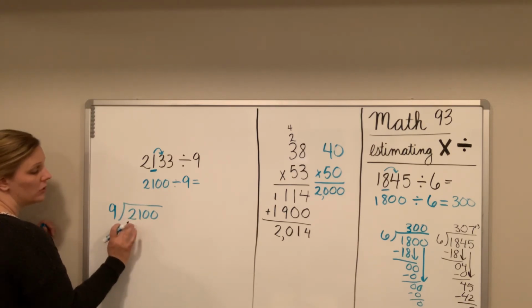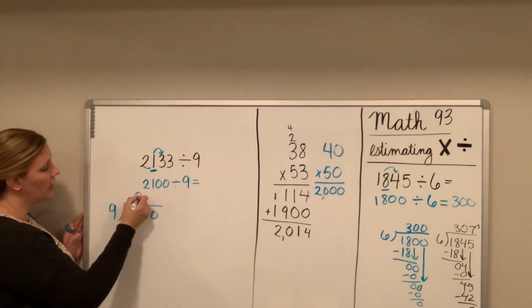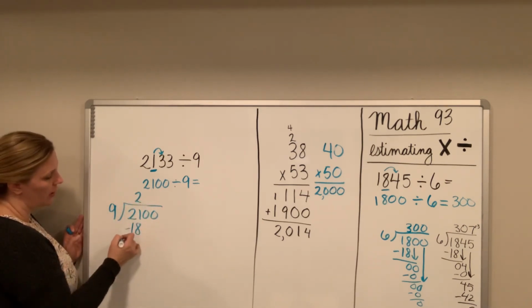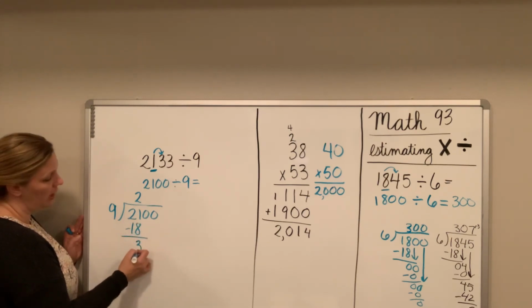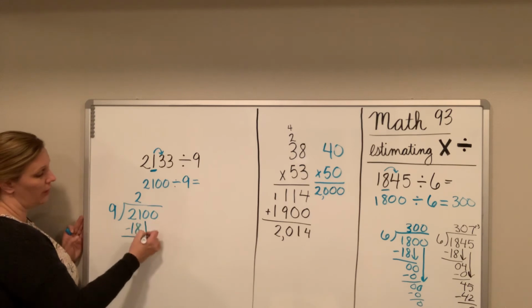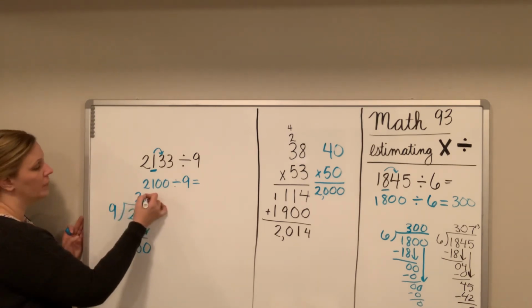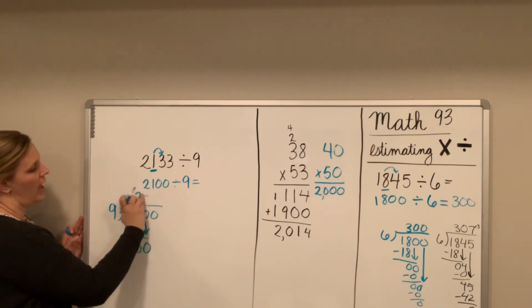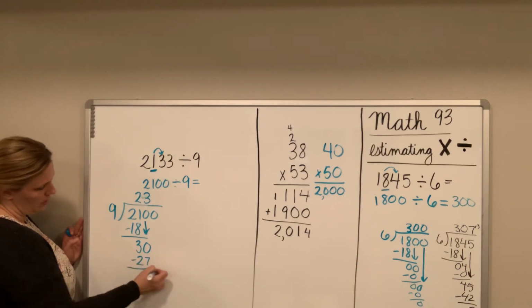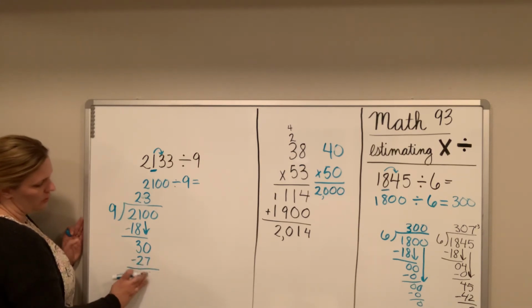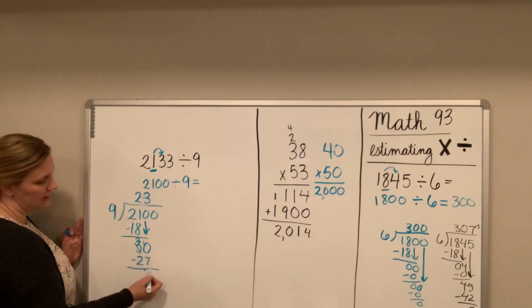So I have 2 divided by 9, can't do it. I'm going to take 21 divided by 9. You know that 9 times 2 is 18, so we're going to try that. 21 minus 18 is 3. Divide, multiply, subtract, bring down. Now I have 30 divided by 9. I know that 9 times 3 is 27. Whoops. So I'm going to subtract, 10 minus 7 is 3.